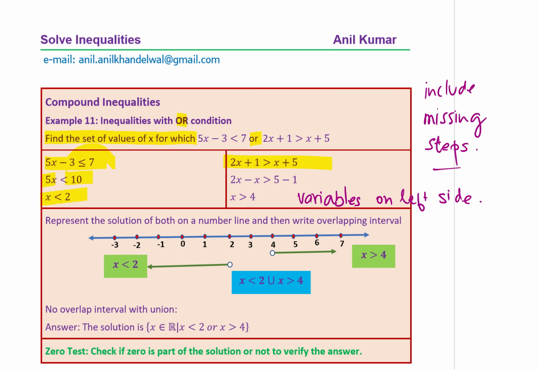Bring all the variables on the left side and constants on the right side of the inequality to solve. Once you have two solutions, in this case, the solutions are x less than 2, which is here, x less than 2. The other one, x greater than 4, and both union is the part of our solution. Is that clear to you?